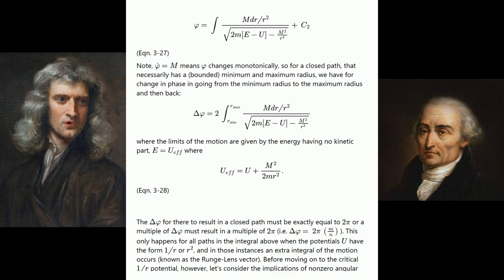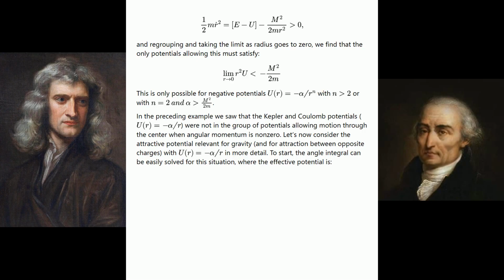It is generally impossible to reach the center in such instances, even in attractive potentials. To reach the center, we are obviously considering a situation where we are not at the turning points of the motion, thus, see the next equation. And regrouping and taking the limit as radius goes to 0, we find that the only potentials allowing this must satisfy the equation shown. This is only possible for potentials U of r equals minus alpha divided by r to the nth power with n greater than 2, or with n equals 2 and alpha greater than the fraction with numerator M squared and denominator 2m.